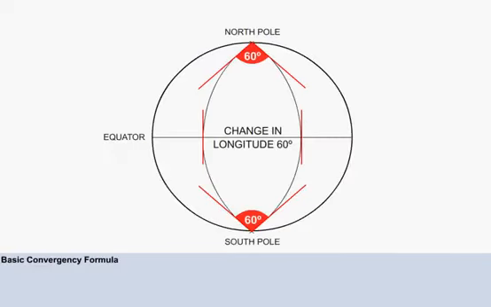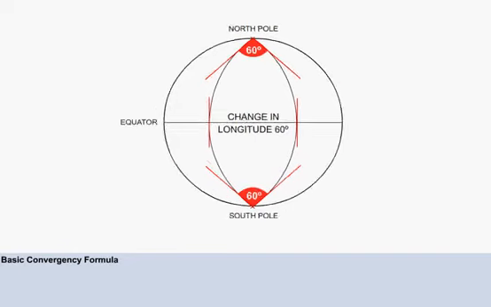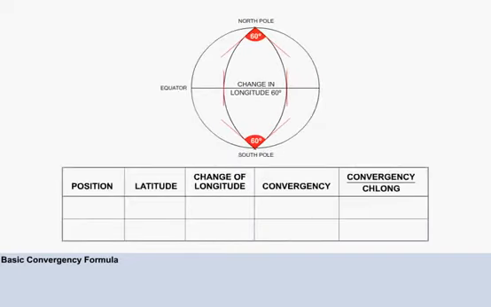We can derive a formula to calculate convergency. In order to do this, we will start by comparing convergency at the equator and at a pole. Let's choose 2 meridians 60 degrees apart and draw up a table. The positions we shall choose are the equator and a pole. Latitude at the equator is 0, and latitude at a pole is 90 degrees. The change of longitude in each case is 60 degrees. At the equator, the meridians are parallel. Their inclination to each other, or convergency, is 0. But at the pole, they meet at an angle equivalent to their change of longitude.